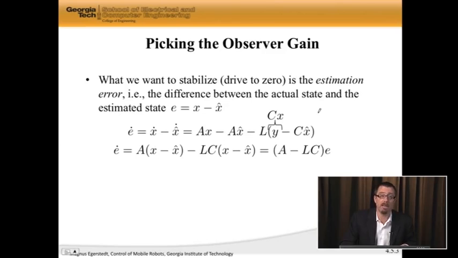But x minus x hat is E, so E dot is A minus LC times E. This is the dynamics of the estimation error. We don't know E, but we know that this is the dynamics.